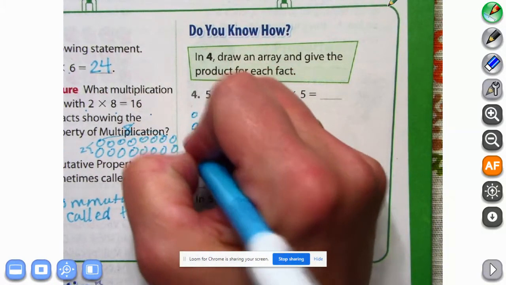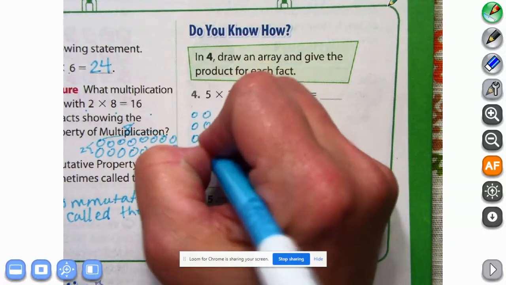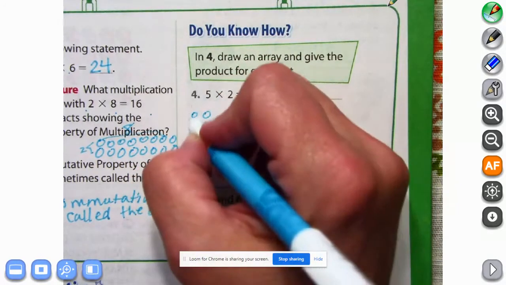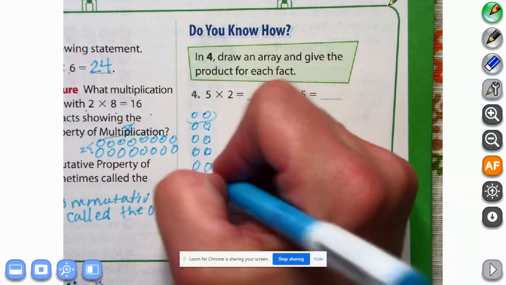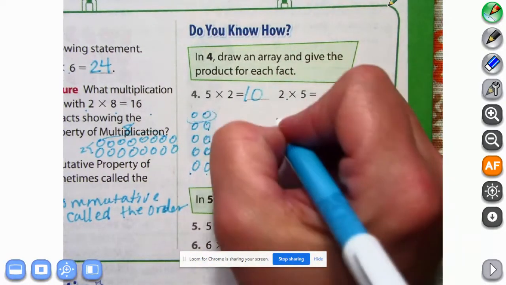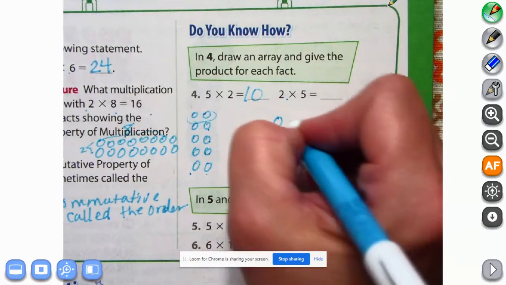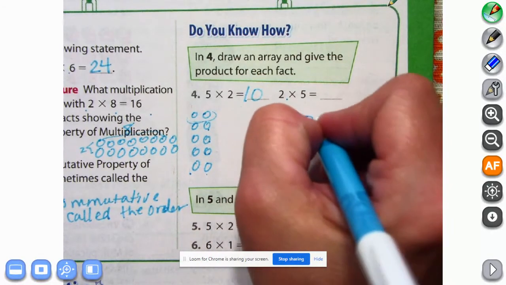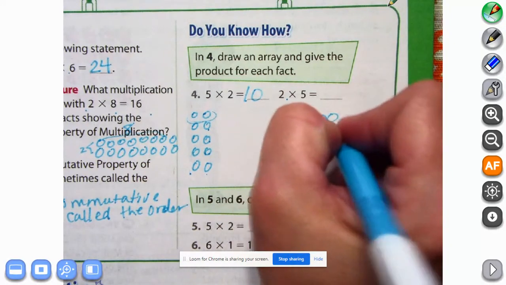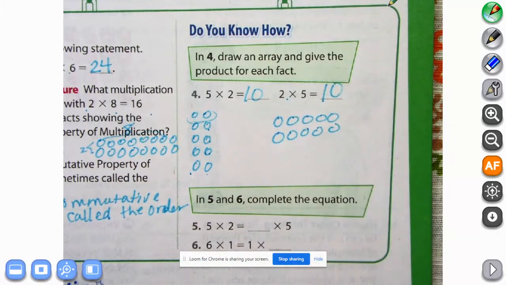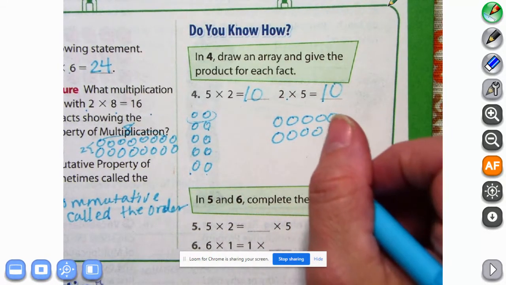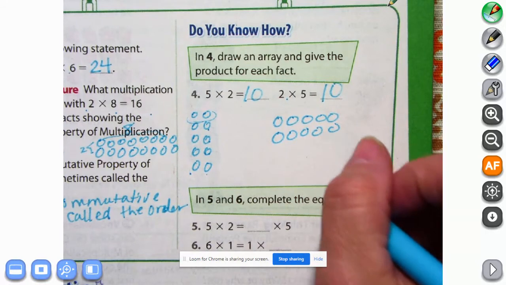1, 2, 3, 4, 5. There's 5 groups of 2, that's 2, 4, 6, 8, 10. This one is 2 groups of 5. 2, 4, 6, 8, 10. They're both 10. Okay, take your time to get that written down.